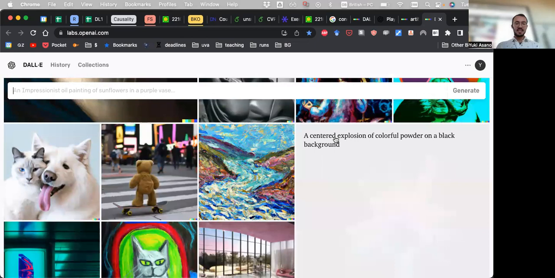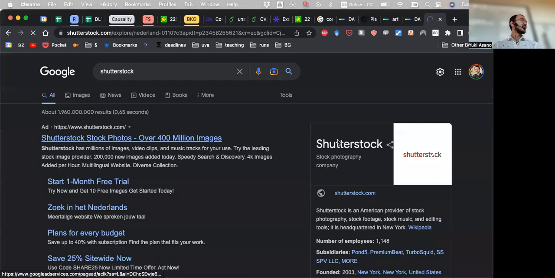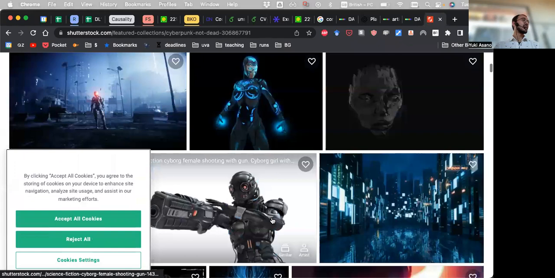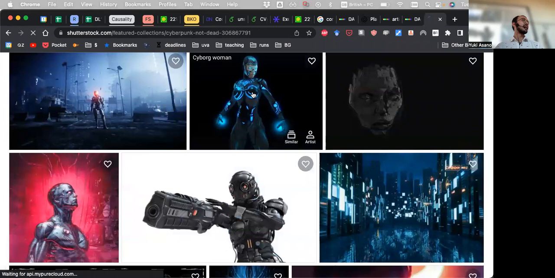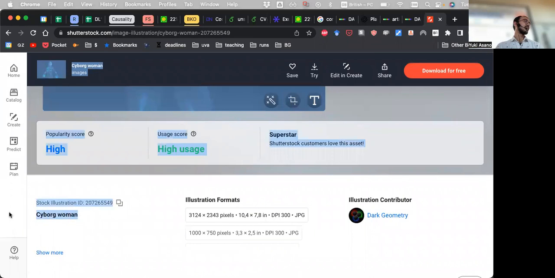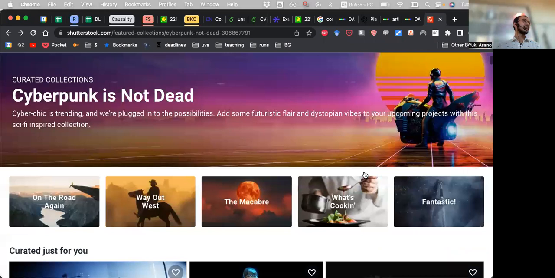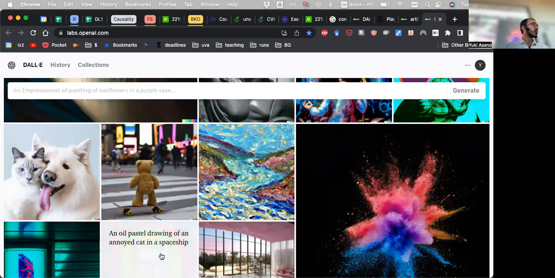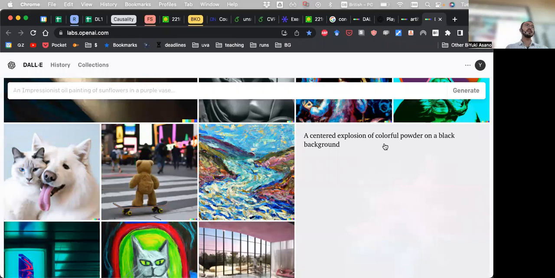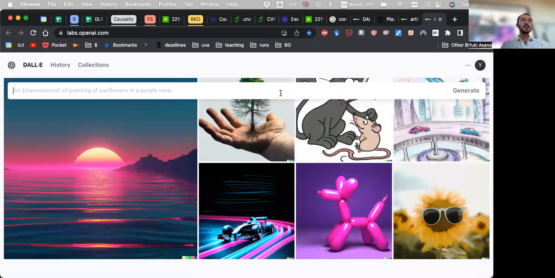You can also take a look at this website, which they did admit to, they have a deal now. We were always guessing they must have trained with images from this website, and now we actually know that they did, and they have a deal with that. For example, this one just says cyborg woman, but that's sort of where that training data comes from. And that's why some of these prompts, for example an oil pastel drawing or this centered explosion, are very descriptive and very similar to how the training data looks. If you just type in something pretty random, it will try to understand it, but will have a hard time.